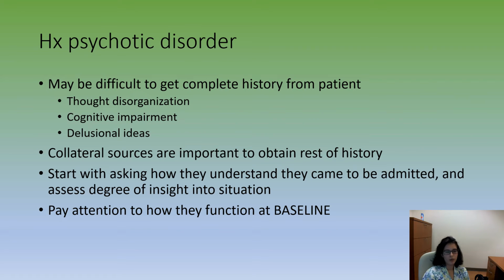They may have a more disorganized thought process. They may actually have cognitive impairment, and they might have some delusional ideas that interfere with providing an accurate history. So collateral sources, like talking to the family, loved ones, friends, or other treatment providers, are an important part of obtaining the rest of the history. Also, obtaining prior medical records can be helpful.